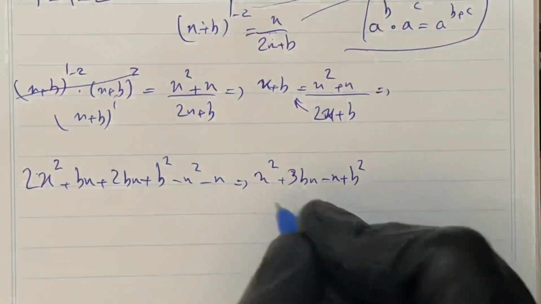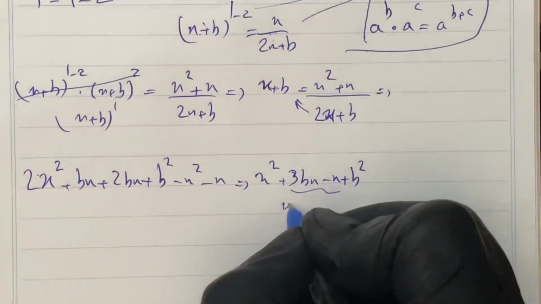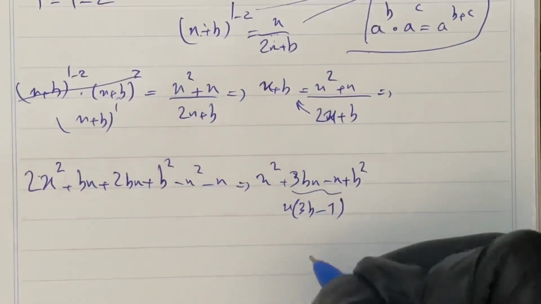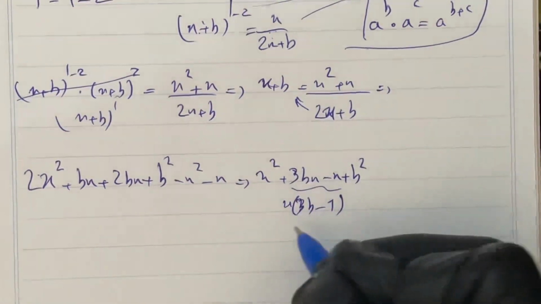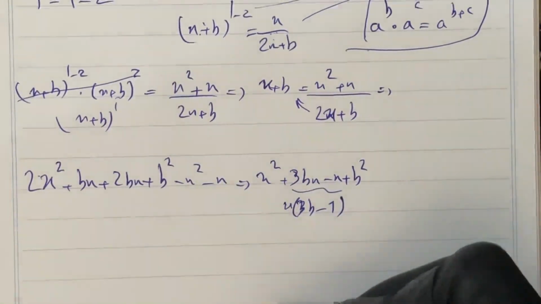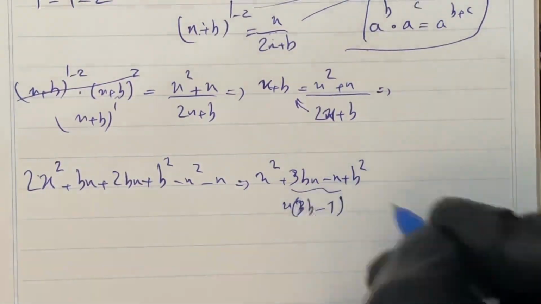Yeah, that would be it. So if you just factorize an x from here, we would have 3b minus 1. So this is a quadratic equation. x squared is here, x is here, and that's it. So let's just write the delta formula.